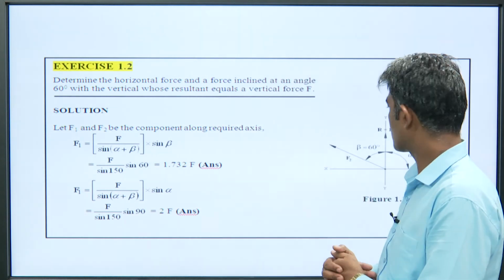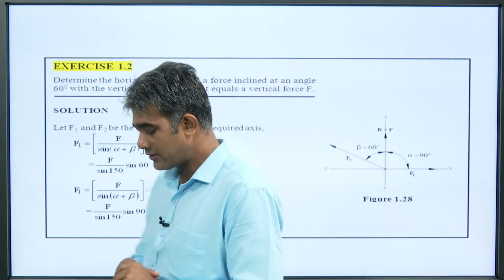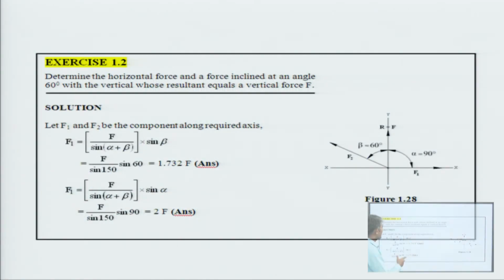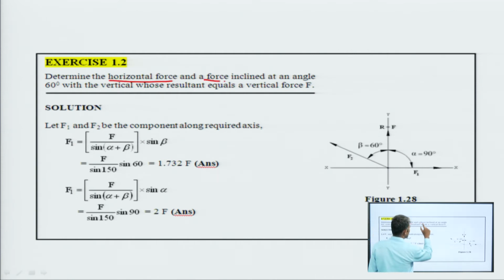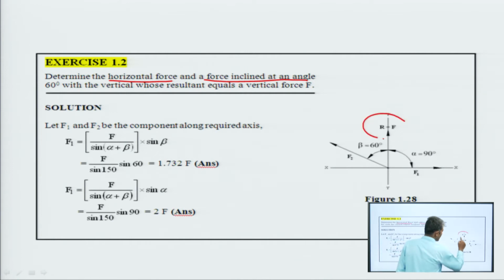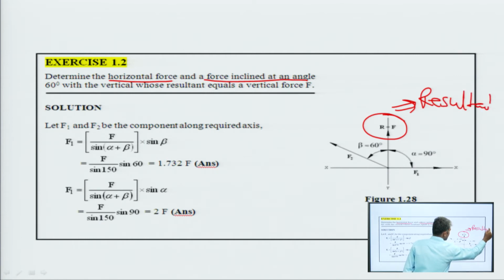In our next question, what is given to us? We have to determine the horizontal force and a force inclined at an angle of 60 degree with the vertical, whose resultant equals a vertical force. This one is the vertical force, this is the resultant.